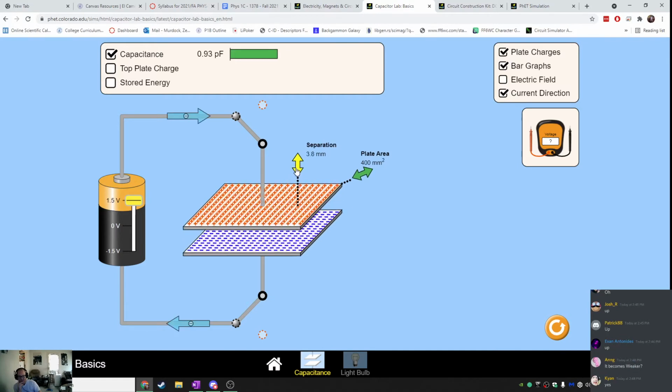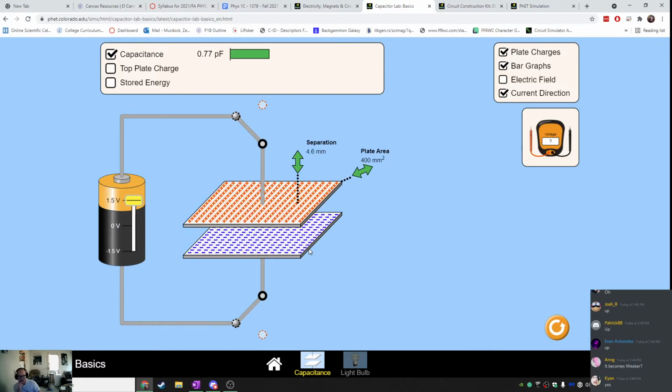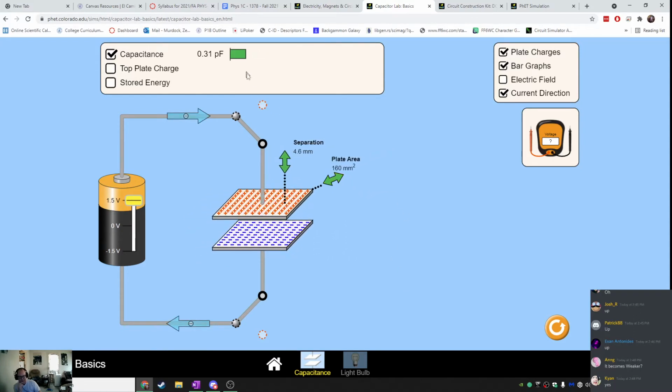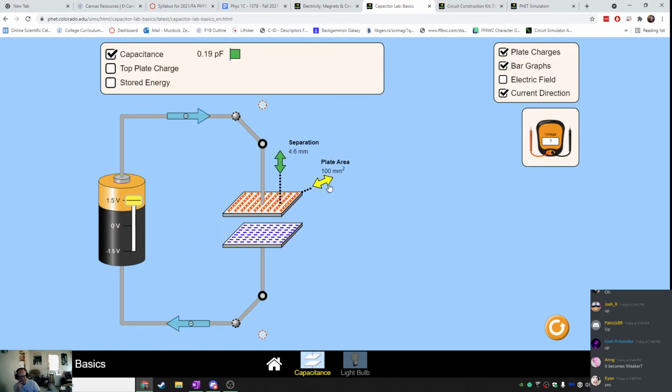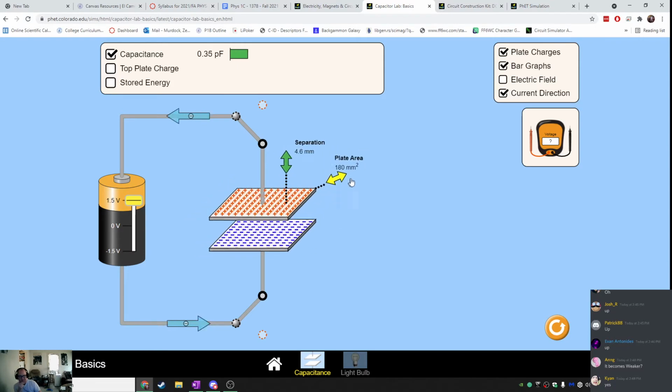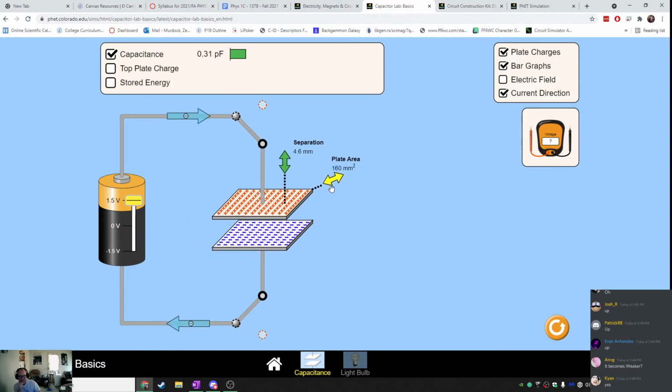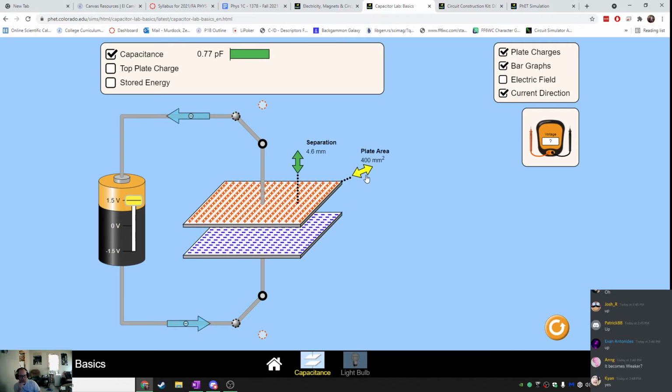As the plates get farther away, the capacitance gets lower, and as a result, the number of charges on the plate decreases. If the area of the plate gets smaller, the capacitance also decreases and the number of charges decreases. You can see that as I increase and decrease the plate area, it almost looks like the charge density is staying the same, but you're just getting more plate, so there are more places for the charge to go, at least from the way that it's drawn right here.